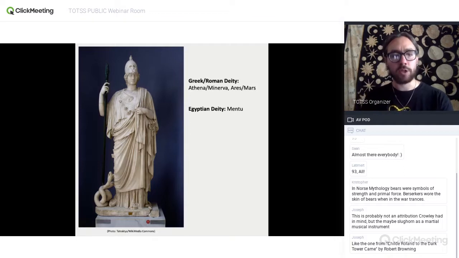We also have the Egyptian deity Montu. Montu is a falcon-headed martial deity. He looks very much like Horus, often portrayed with the sun disk above his head. I didn't include an image of him here. He's not an especially important deity, and because he's so close to Horus, I didn't want to get confusion between those two different gods. But he's another falcon-headed war god.